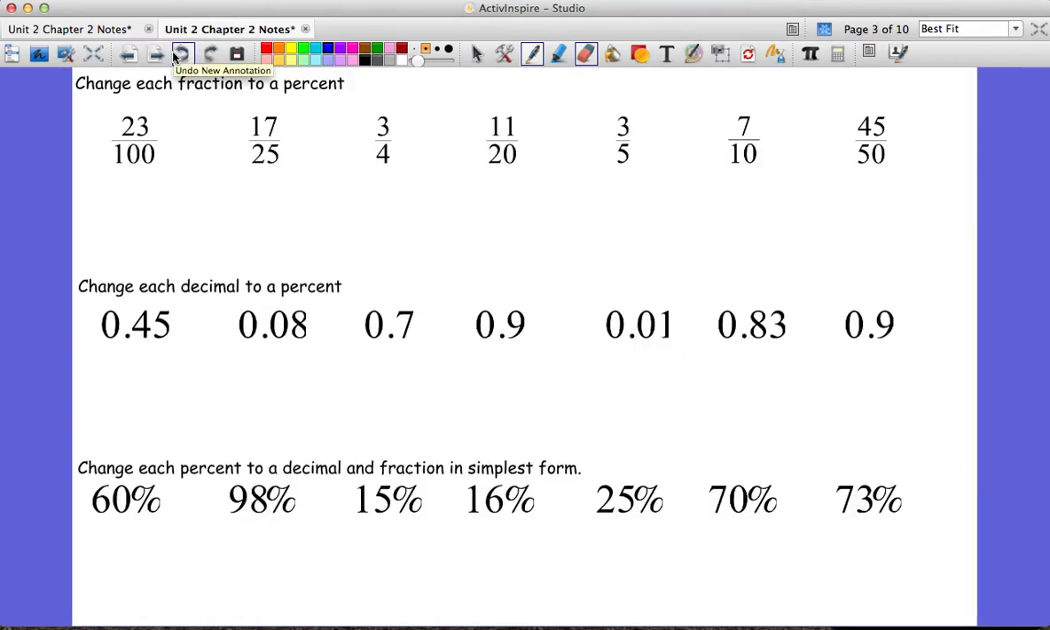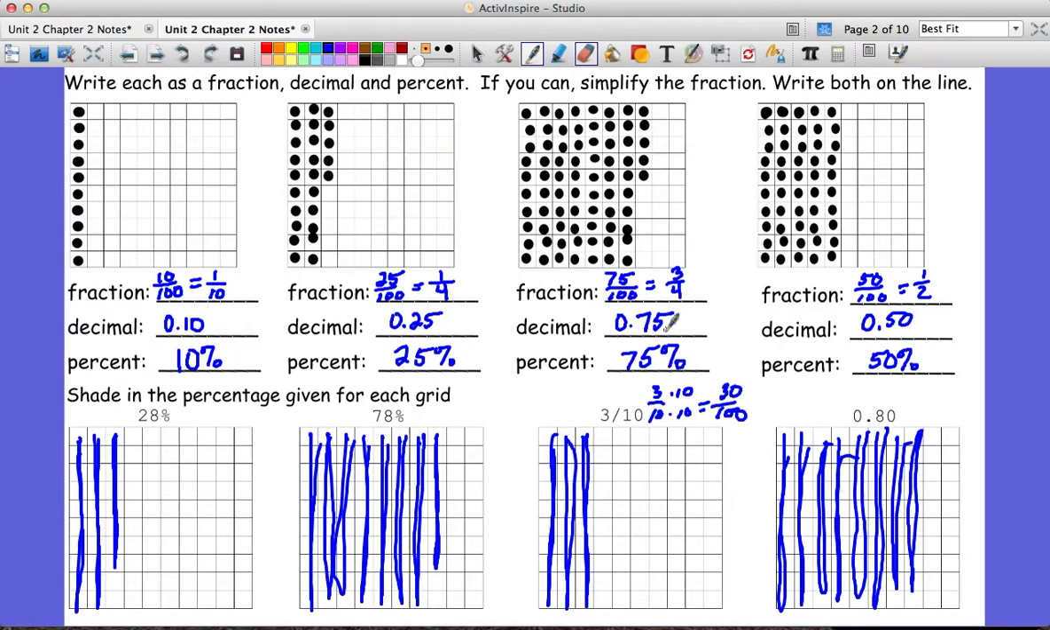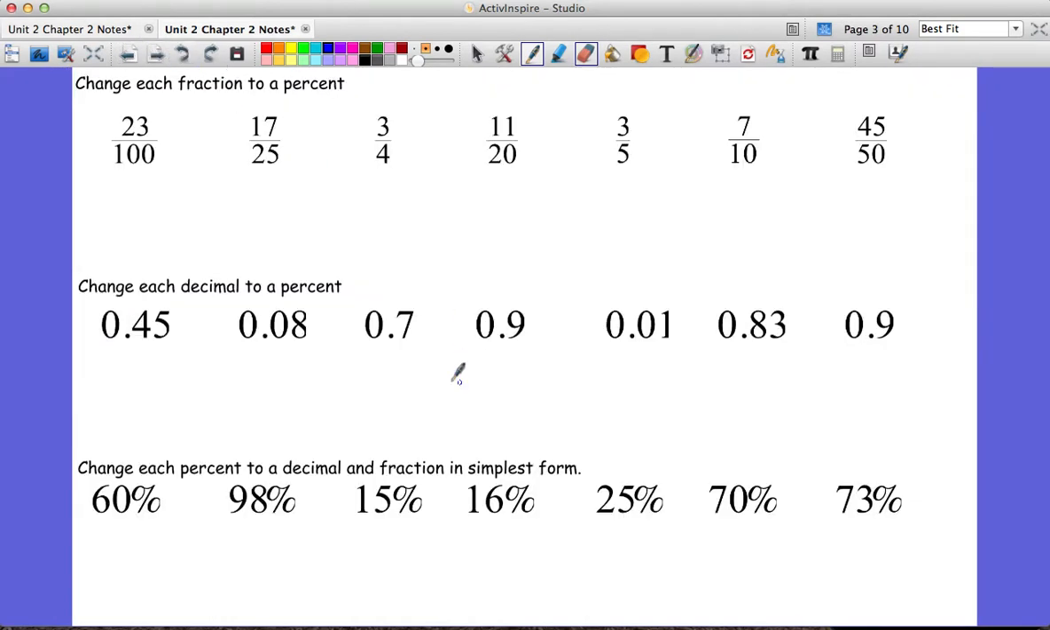Alright, so here what we're going to do is, now that you understand what the percent means and that it's the same thing as this fraction, so this percentage is the same thing as this fraction and as this decimal, I want you to practice actually converting them. So 23 out of 100 is going to be 23%. But now here, this isn't a denominator of 100, so I have to make it a denominator of 100. Since it's a 25, I can do that. I can multiply them both by 4. So here I get 68 over 100, which gives me 68%.